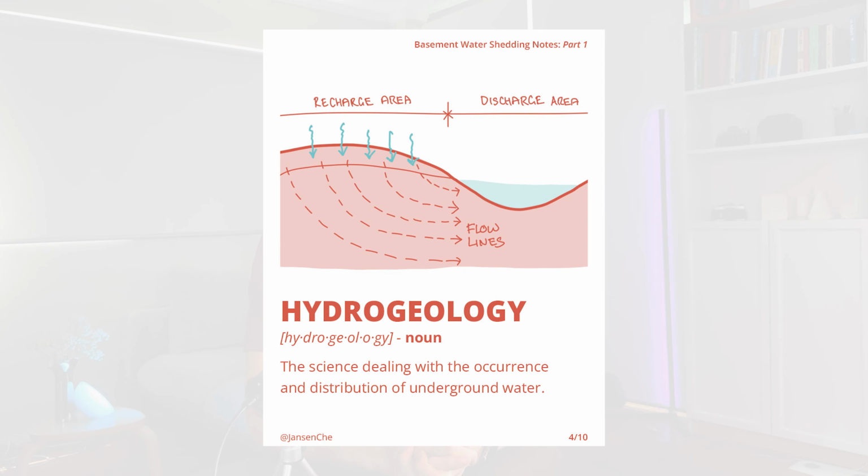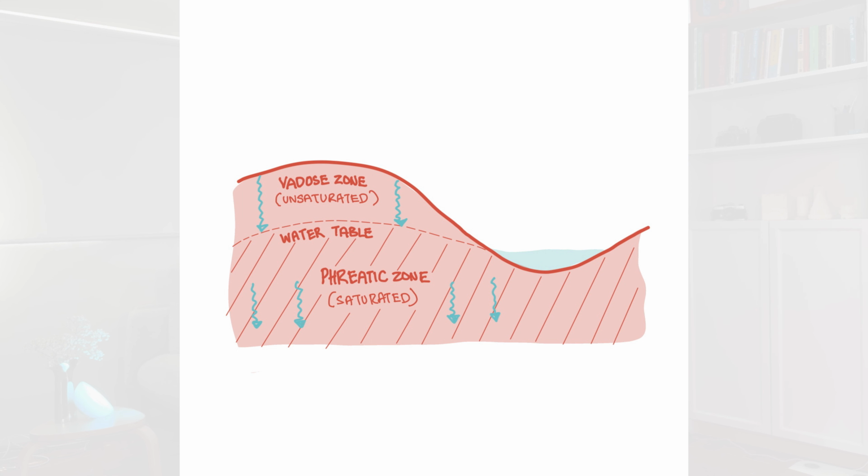Before we begin, we need to understand a little bit about hydrogeology. Hydrogeology is the science dealing with the occurrence and disturbance of underground water. If we look at this section diagram, you will see that the underground water is separated into two zones, the unsaturated zone above and the saturated zone below. The boundary between these zones is called the water table line.